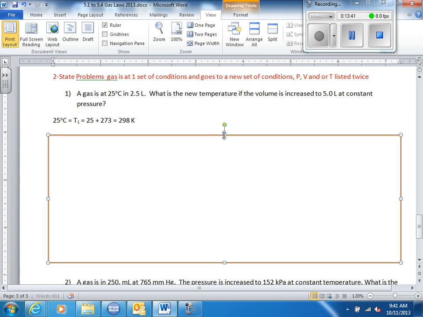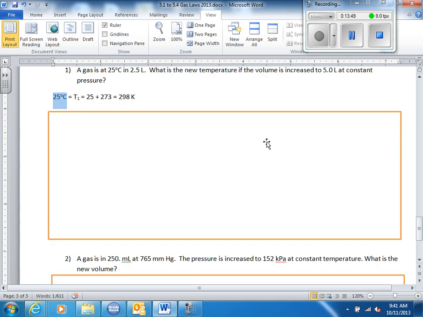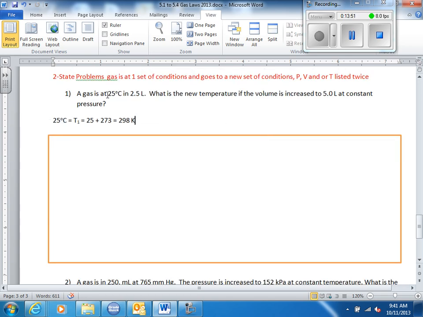So first you're going to identify all your variables, 25 Celsius. You read this to figure out which one is your ones and your twos for your conditions. So the gas is at 25 Celsius in 2.5 liters. That's where we're starting. That's where we're at. So that's why it's T1. Always Kelvin. You cannot use Celsius ever in the ideal gas law.